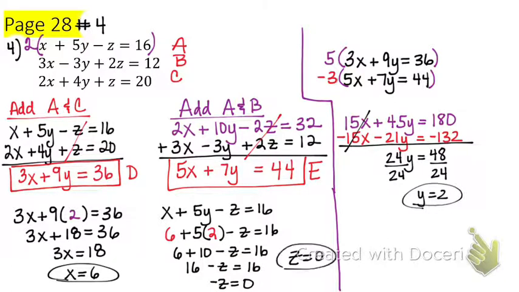Okay, so now I know all three, and let's write it in alphabetical order. So at the top, x is 6, y is 2, and z is 0. And that is your answer.